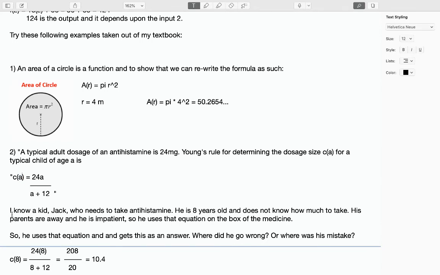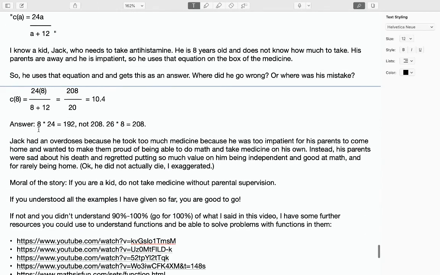So this part I wrote myself because I thought it would be funner. I know a kid, Jack, who needs to take antihistamine. He is 8 years old and does not know how much to take. His parents are away and he's impatient, so he uses that equation on the box of medicine. So he uses that equation and gets his answer. But that's wrong. Where did he go wrong? Or where was his mistake?